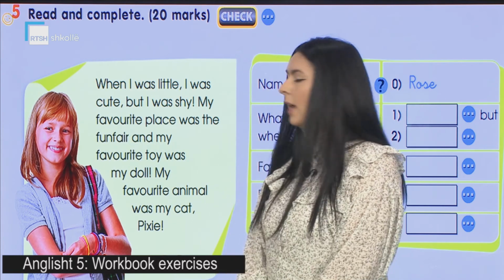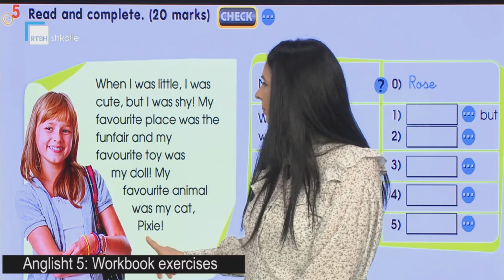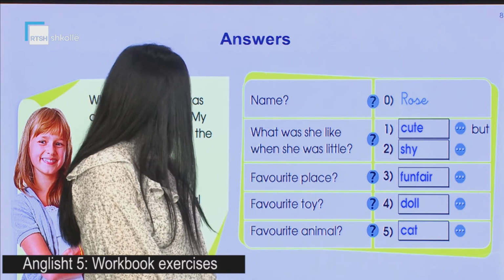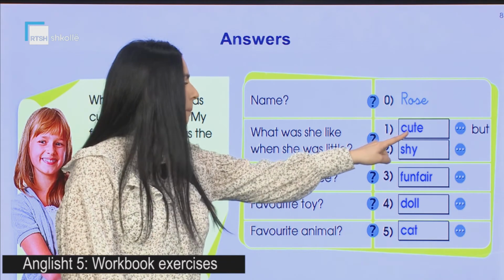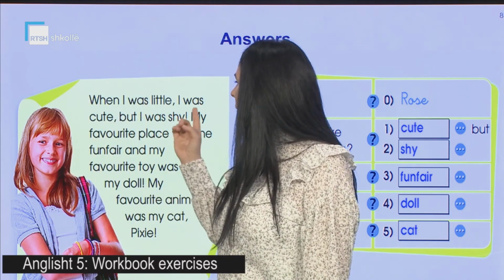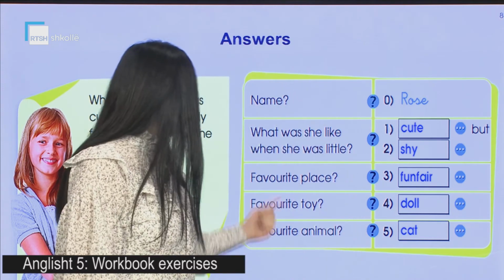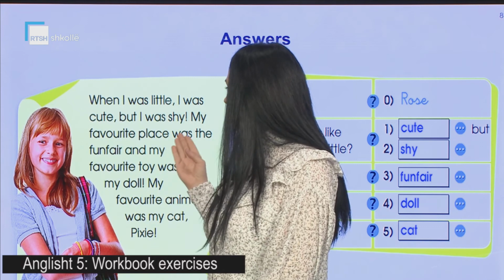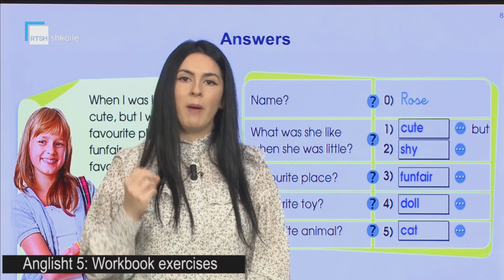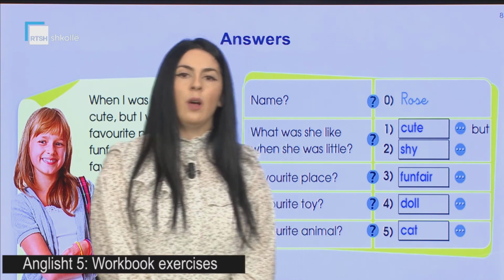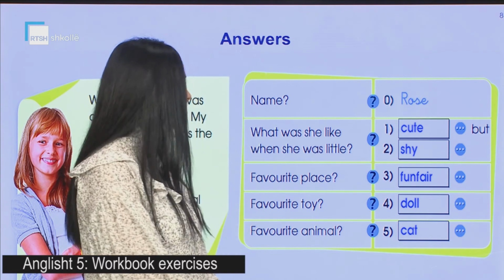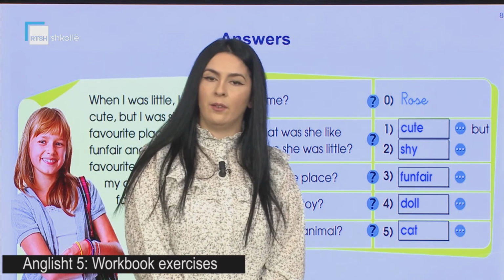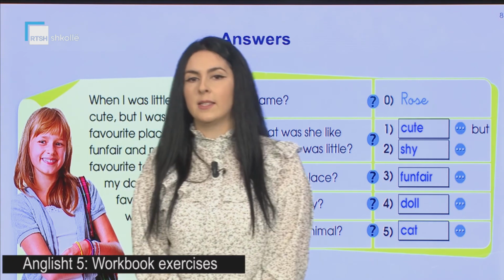Okay, time is up. Now let's see if you have guessed correctly. The name is Rosie. We already said that it was completed. What was she like? She was cute but shy. You have it here. I was cute but shy. Favorite place? The fun fair. You can still see it here. Her favorite place was the fun fair. So you always have to go back to the text in order to see if you have found the correct answer, because the answer is always in the text. Her favorite toy was the doll and her favorite animal was the cat. What was the name of the cat? Do you remember? Yes, it was Pixie.